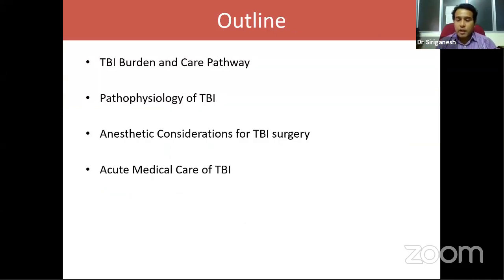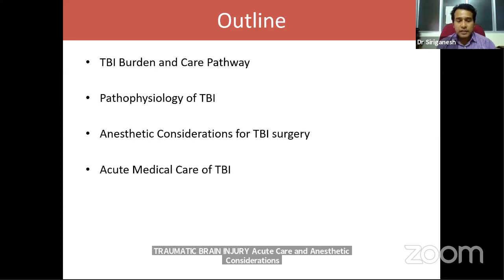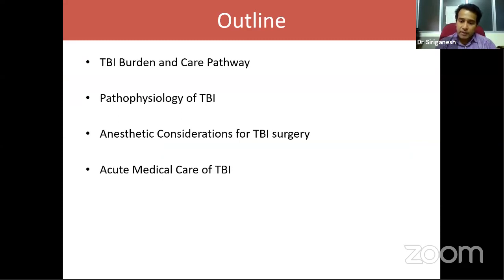Briefly, I'll touch upon the burden of traumatic brain injury in India and the acute care management pathway of these patients, and then mainly focus on three aspects: pathophysiology of traumatic brain injury, anesthetic considerations, and acute medical management. In acute medical management, I'll just introduce you to the Brain Trauma Foundation guidelines for acute care of these patients.